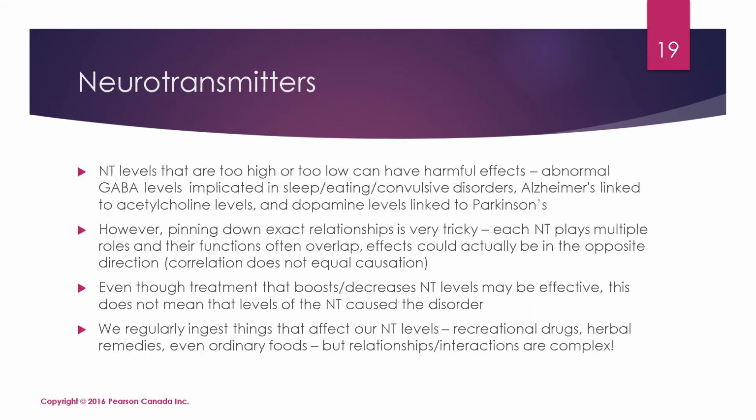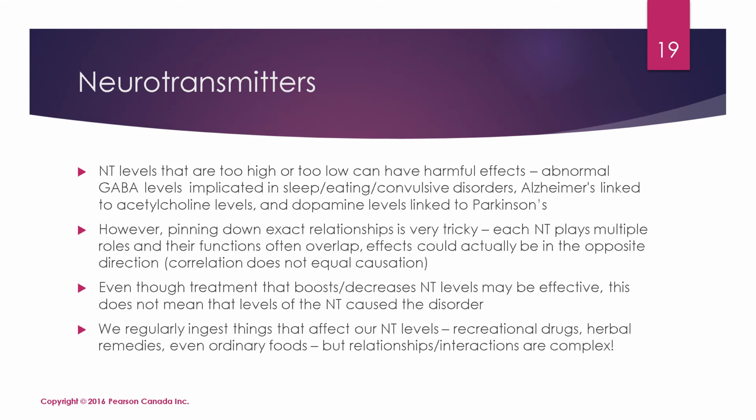So if neurotransmitters are too high or too low, they can have harmful effects. Abnormal GABA levels, that gamma aminobutyric acid, are implicated in sleeping, eating, and convulsive disorders. Alzheimer's has been linked to acetylcholine levels, and dopamine levels are linked to Parkinson's disease. So we can see how some of these neurotransmitters, having too much or too little of them, can lead to some really adverse conditions. However, pinning down the exact relationship is very tricky.